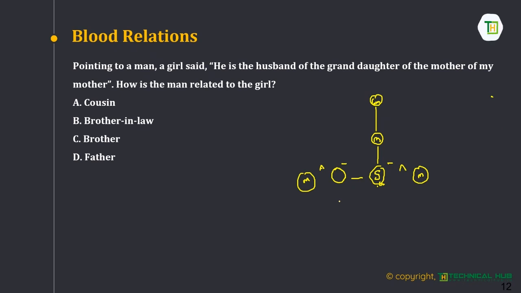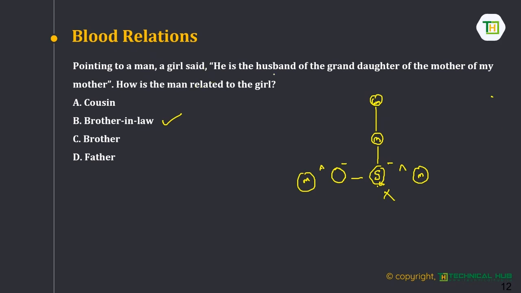Means definitely taken as here the speaker's sibling. So the speaker's sibling's husband. So that person is related to the girl as brother-in-law. So sister's husband means brother-in-law is the answer. Clear everyone? Once again, these problems are pointing model, or introducing model.